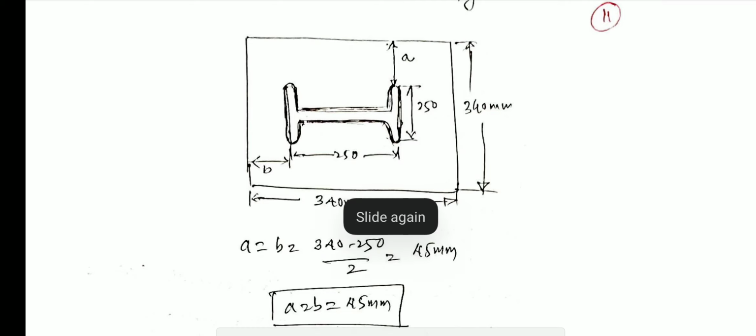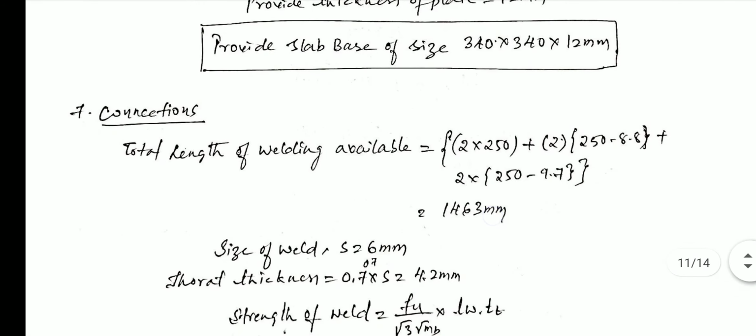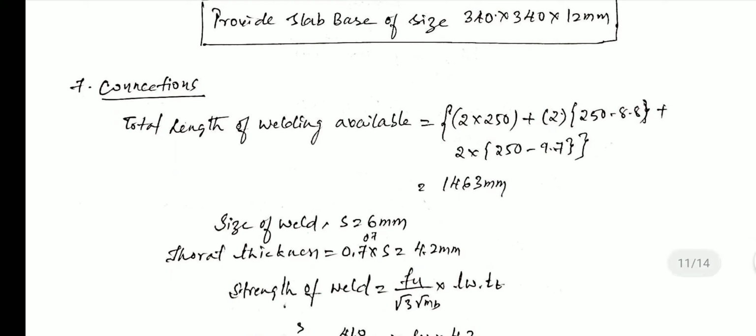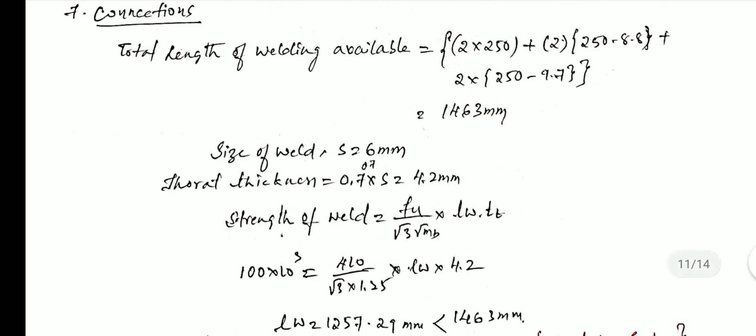So the formula is given here, very simple, I have written it here. What is the formula? 2 into 250, because both sides are outside, plus 2 into 250 minus TW, and one more 2 into 250 minus the thickness of the flange. We get the value of the total welding length, the actual length, that is 1463 mm. Now we have to assume the size of the weld, or you can directly calculate. You already know this procedure.